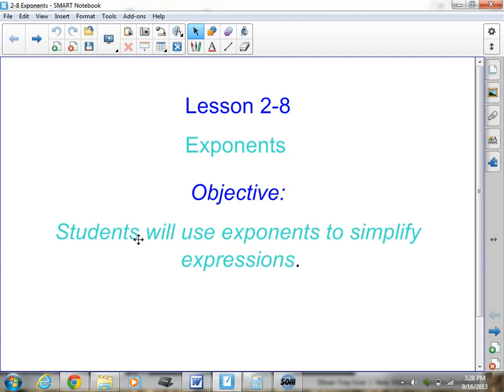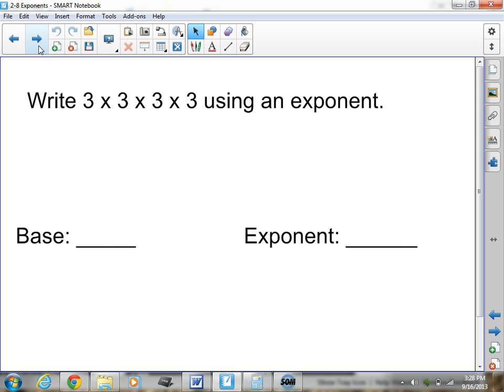Tonight we will be learning about using exponents. Now some of you have been asking about what that itty bitty teeny tiny number is on the top of another number. Well, it's simple. It's an exponent. So today we're going to use exponents to simplify expressions.